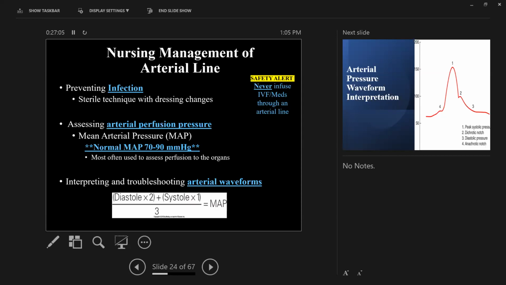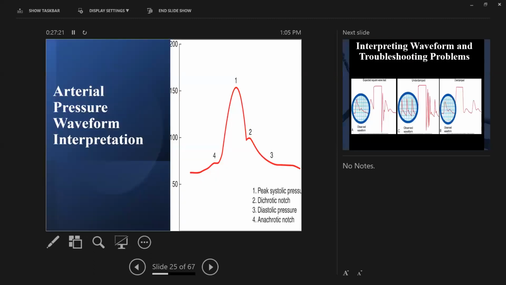Here's the beauty of all this, you guys. If they have an art line on, and I'll show you in a minute, the monitor tells you your mean arterial pressure. You don't even have to calculate it. I told you I'm lazy, so I like everything right at my fingertips. So the monitor will actually give us a mean arterial pressure.